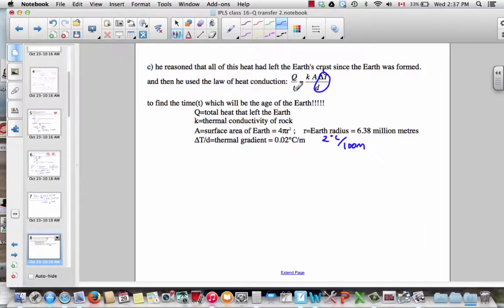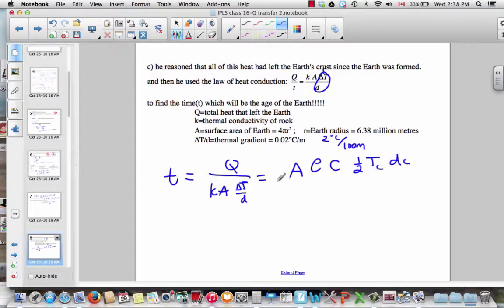Okay, so we can solve then for time t, which is the age of the Earth, by cross-multiplying. So this is going to be K, A, and then the temperature gradient, delta T over D. Now the Q constant we got from the other page, that's all the thermal energy that left the Earth as it has cooled down. And then the denominator here is the same. But the interesting thing here is surface area just cancels.